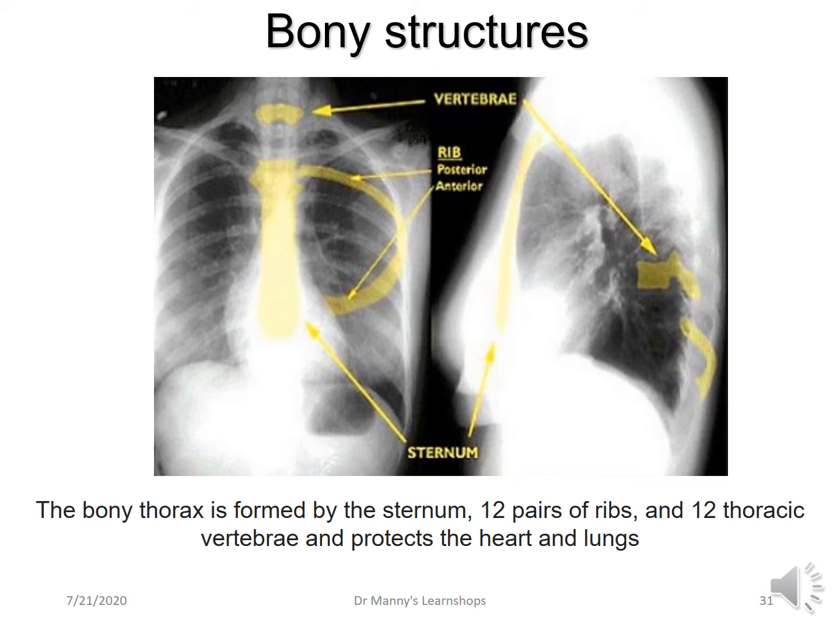And it's the bony thorax that's formed by the sternum, as we said, 12 pairs of ribs and 12 thoracic vertebrae, and their function is primarily to protect the vital organs, which are the heart, the lungs, and major vessels like the aorta, superior vena cava, and inferior vena cava.